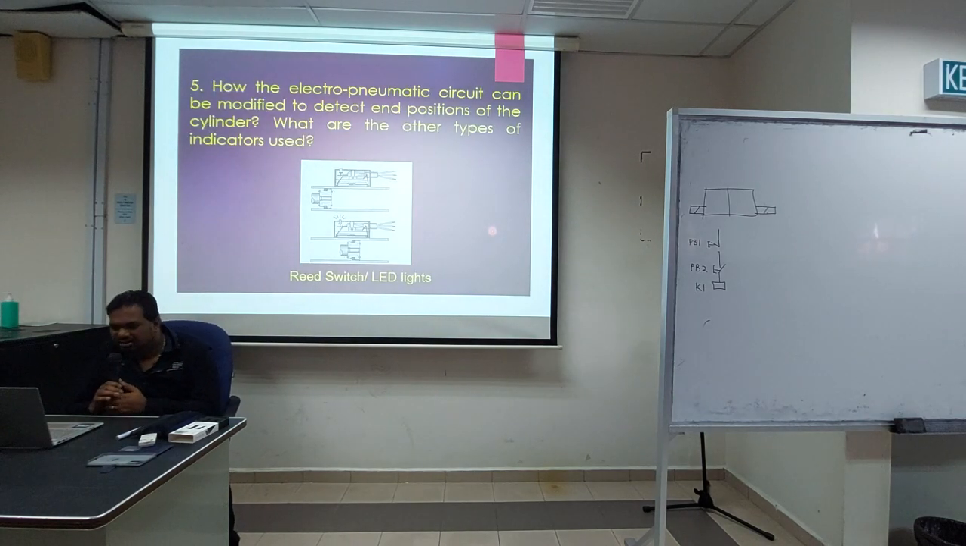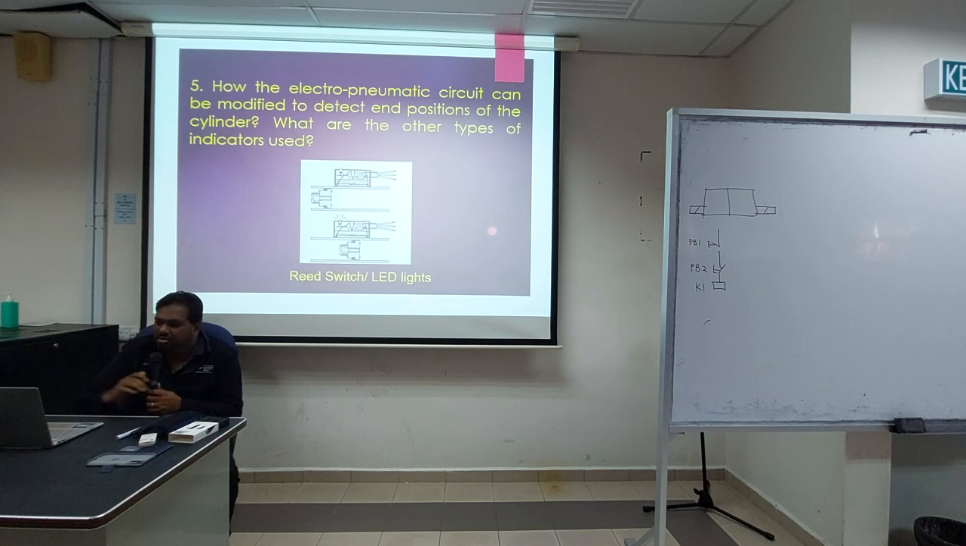Okay, number 5. So how the electro pneumatic circuit can be modified to detect end position of the cylinder? What are the other types of indicators used? So yang ni jawapan dia. Saya boleh gunakan reed switch ataupun LED light. So boleh tengok reed switch ada dekat dalam your piston. Boleh tengok benda yang hitam ni.